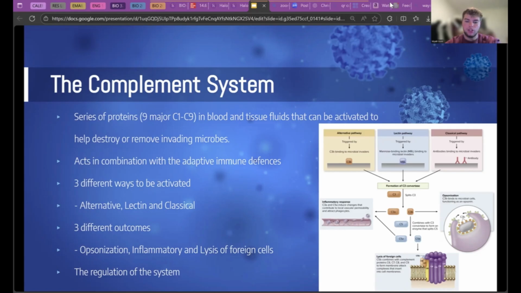And finally, the regulation of the complement system. The complement system is regulated by the fact that the host cell has a complement regulatory protein. This protein allows C3 to bind and then inactivates it, therefore regulating the complement system.